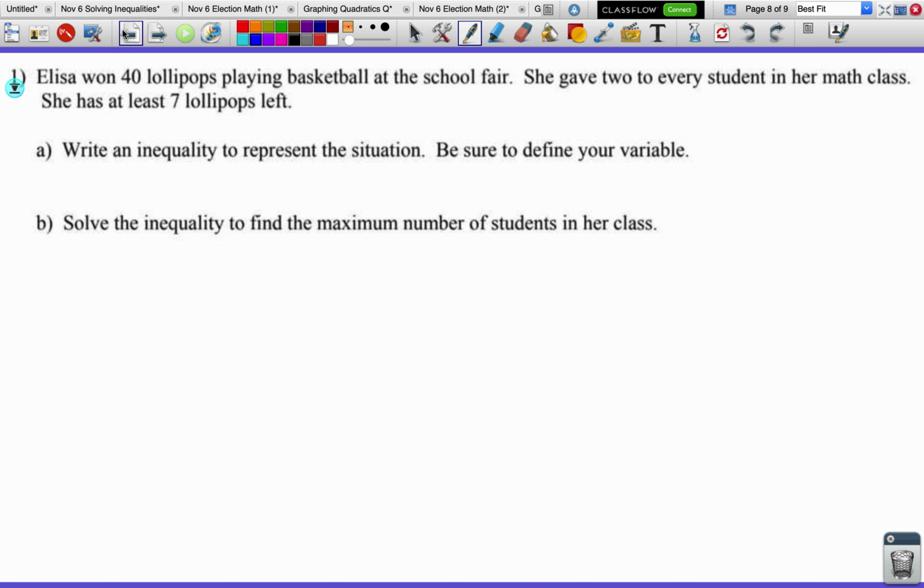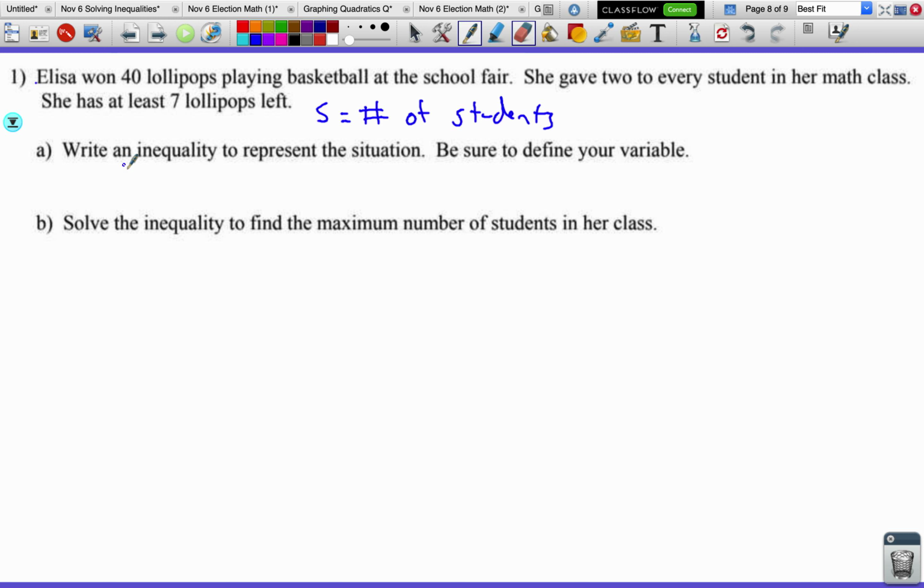So a couple more word problems. So Elisa won 40 lollipops playing basketball at the school fair. She gave 2 to every student in her math class. She has at least 7 lollipops left. Write an inequality to represent the situation. Be sure to define your variable. So I'll define it up here. Actually, let's not pick L, because we know everything about the lollipops. What we don't know is about the students. So she gave 2 to every student in her math class, so S equals the number of students.